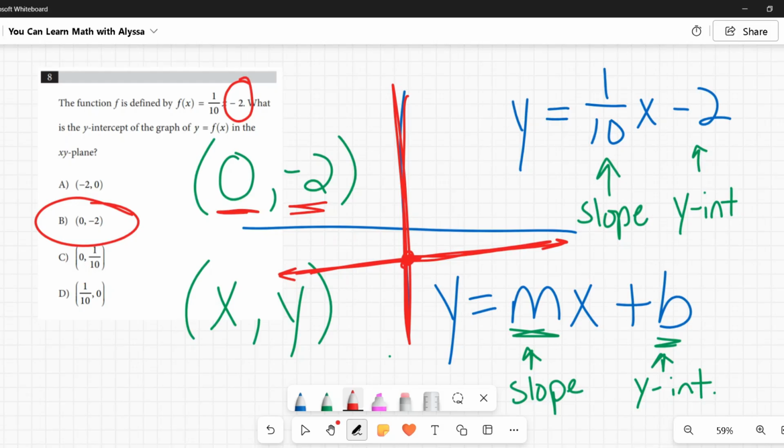You're probably saying, but Alyssa, it's only a few seconds, like maybe 10 seconds more? When you're taking this test, seconds can count. We want as much time as possible for the harder problems that are always waiting for us at the end.